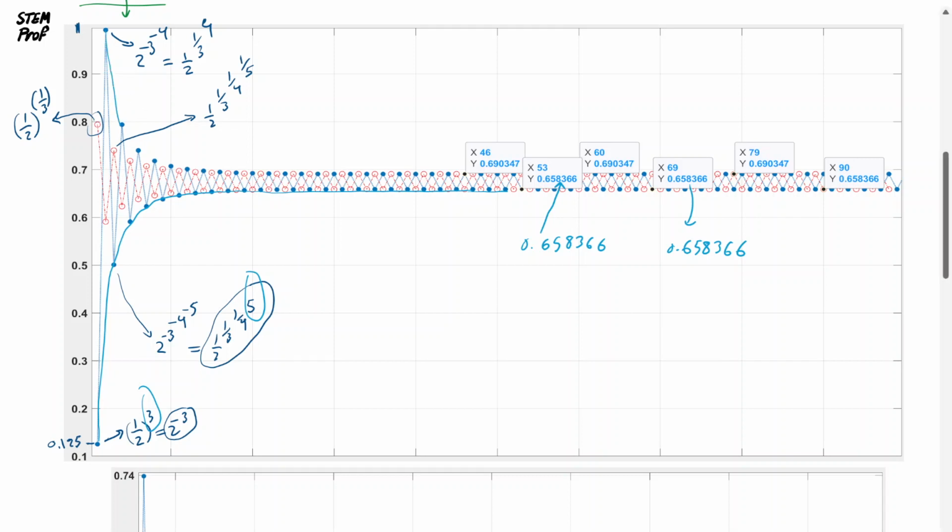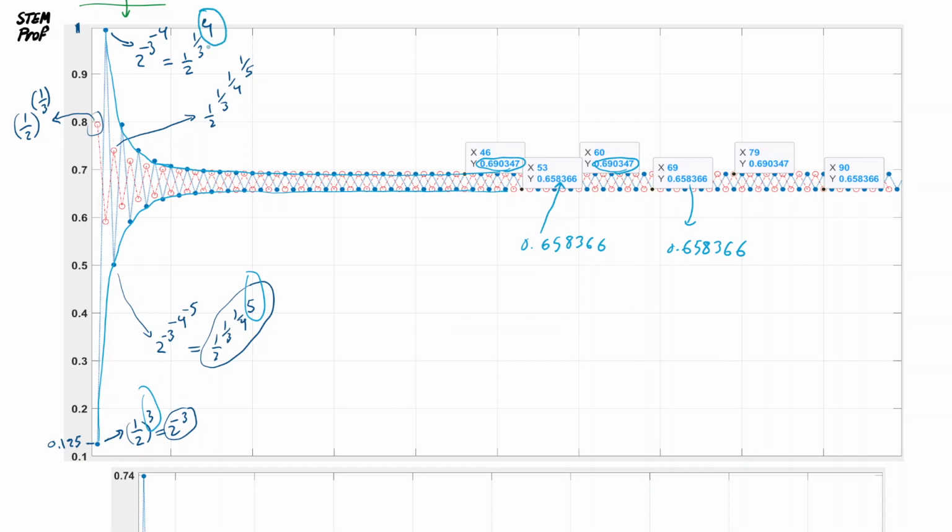The upper blue dots are on a contour, or let's say are on a curve like this. So this curve on top, as you can see, all converge to a y value of 0.690347. Those are for the scenarios in which the power tower approximation ends with an even number.